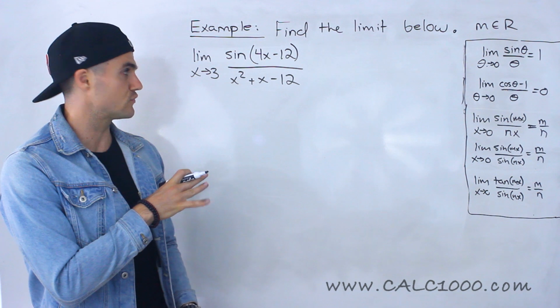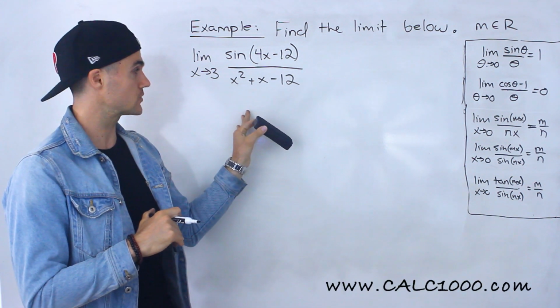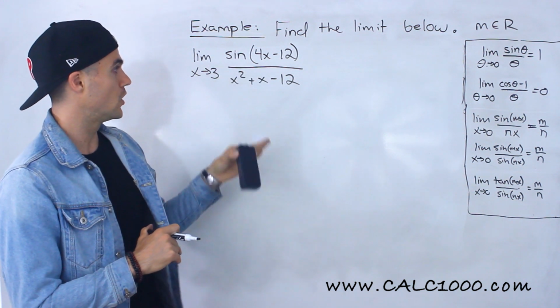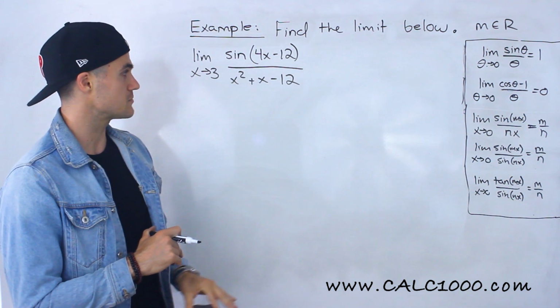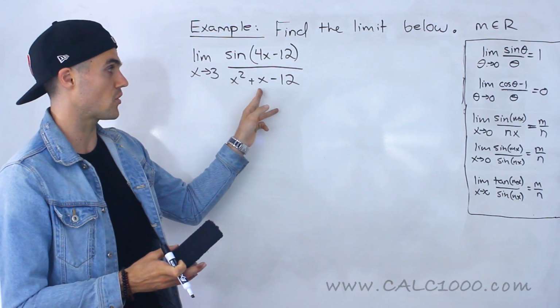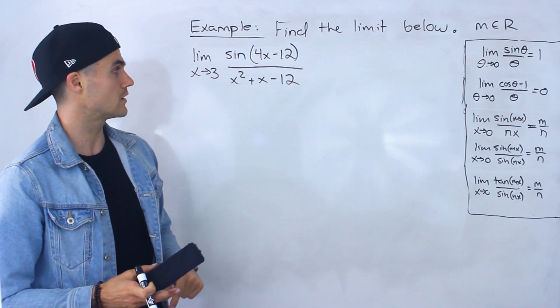This one, as you could tell, is very similar to the previous one, where we're going to have to do factoring. So we've got the limit as x approaches 3 of sine of 4x minus 12 over x squared plus x minus 12. Notice we can't do a direct substitution because we're going to have a 0 in the denominator. We're also going to have a 0 in the numerator.